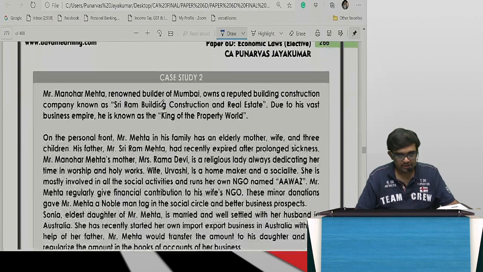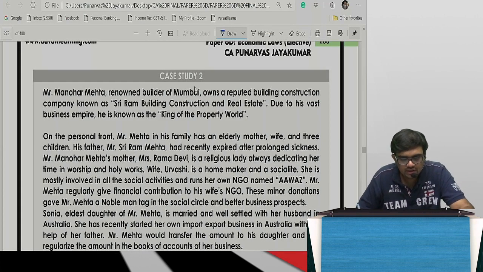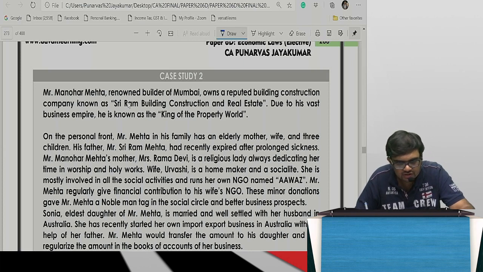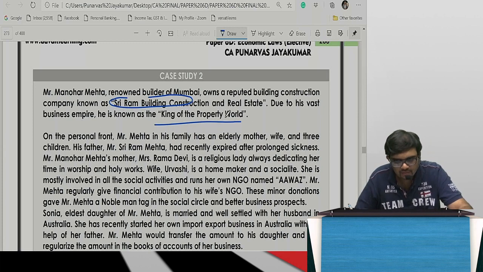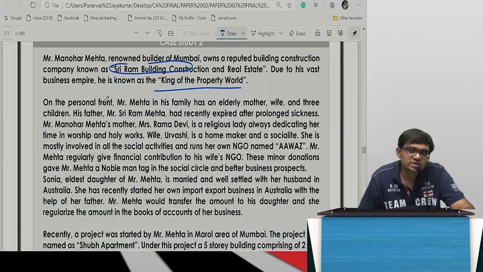So let us go to this Manohar Mehta question. Now you know what all questions have come already, so this will be easy. Manohar Mehta, renowned builder of Mumbai, owns a reputed building construction company called Sai Ram. Due to his vast wealth, he is known as the king of the property world. So this is Manohar Mehta.